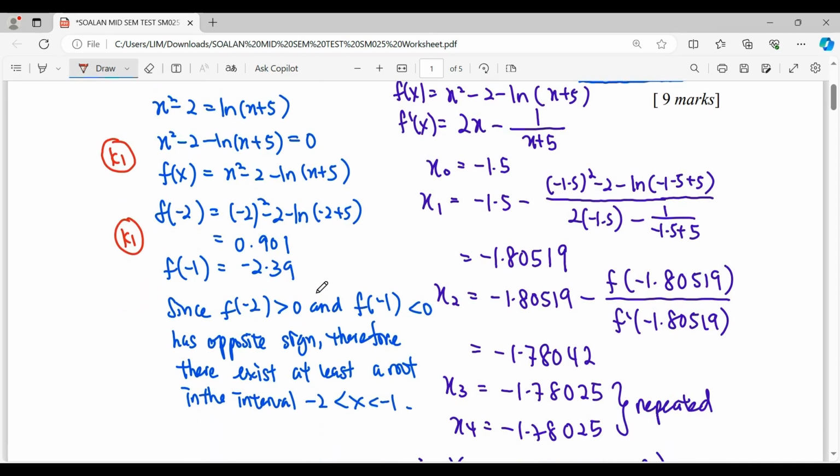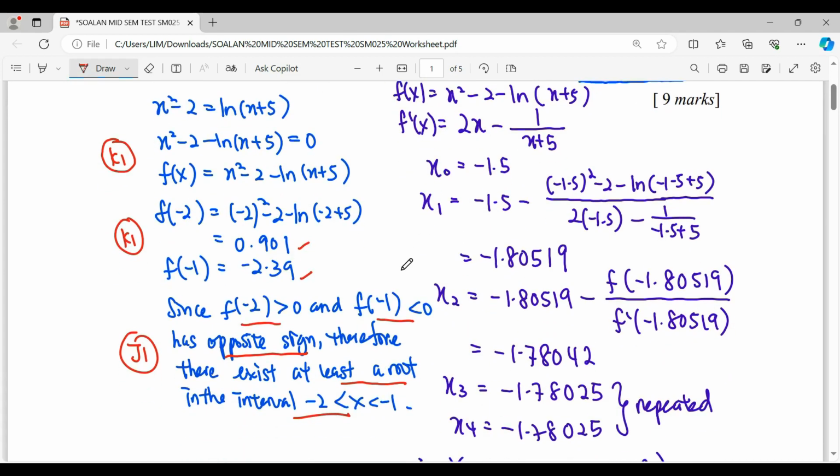Show means you have to come out with the conclusion. When you answer this, we need to highlight that your answer should be more than 3 significant figures. Together with that, you have to explain how you judge your answer. Because there is one positive and one negative sign, we can say it has at least one root in the interval. For this point only we can accept your answer.